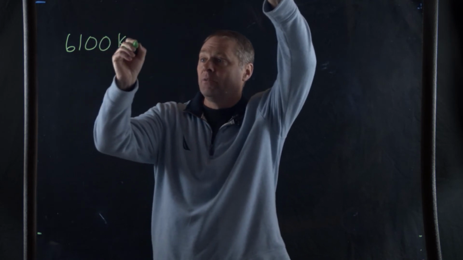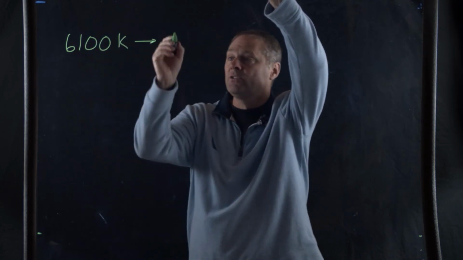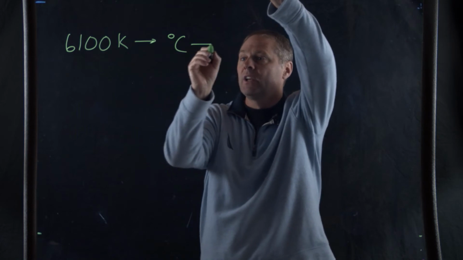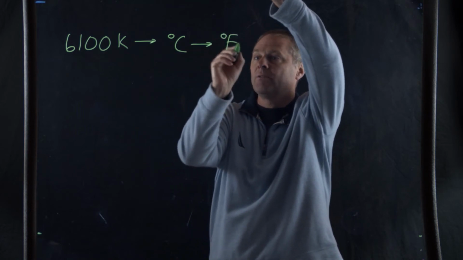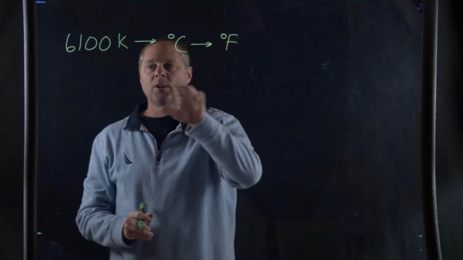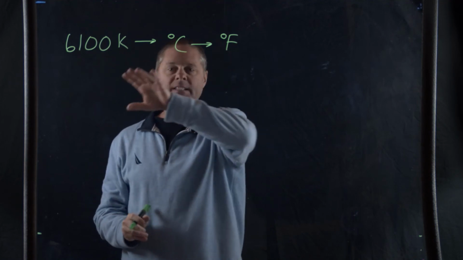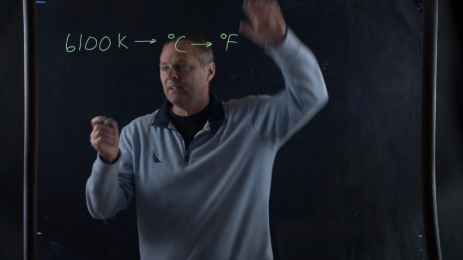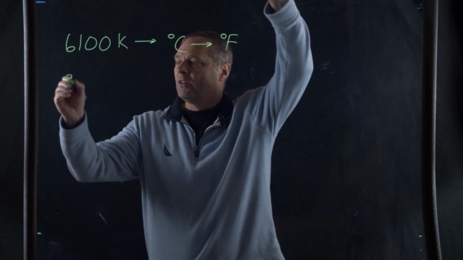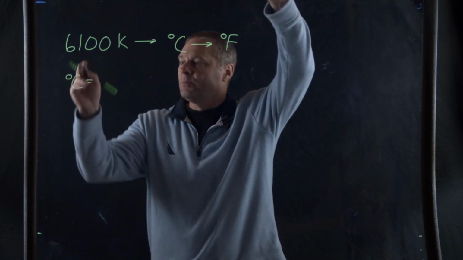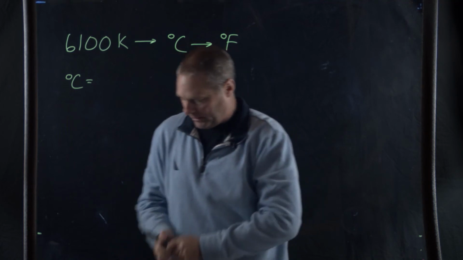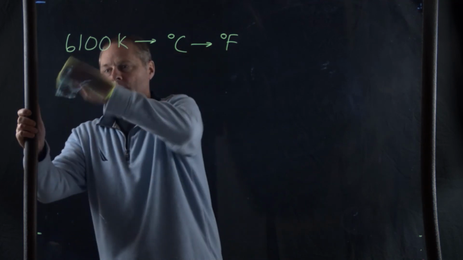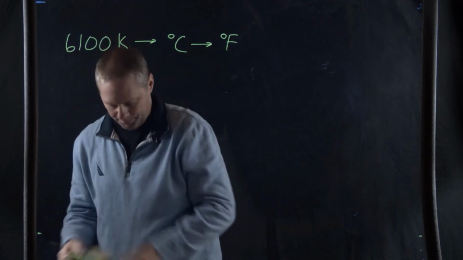Now for the last problem, we're going to take 6,110 Kelvin and we're going to convert that into degrees Celsius and then into degrees Fahrenheit. I've not given you an equation to go from Kelvin to Fahrenheit. It's easier to just go from Kelvin to Celsius and then to Fahrenheit. And in order to do that, our degrees Celsius is going to be equal to, let me get the right color there. It's kind of nice to be consistent.